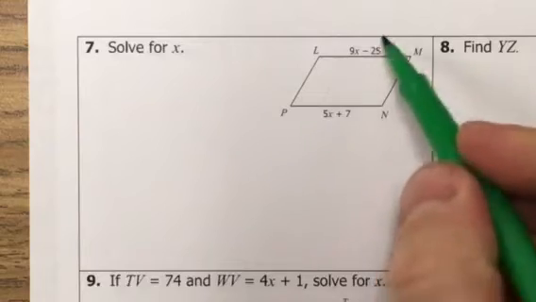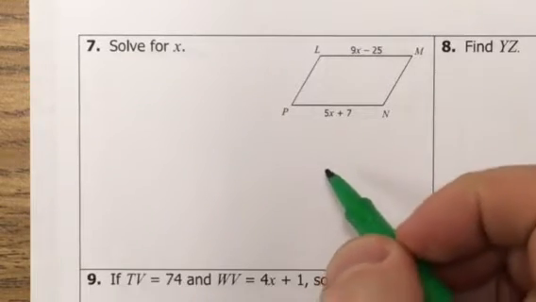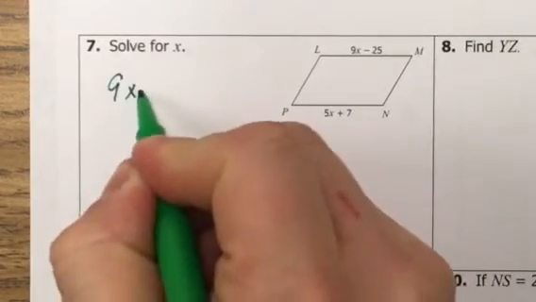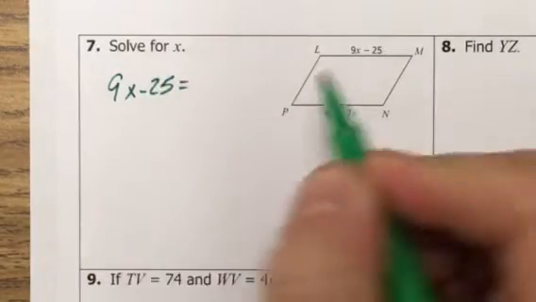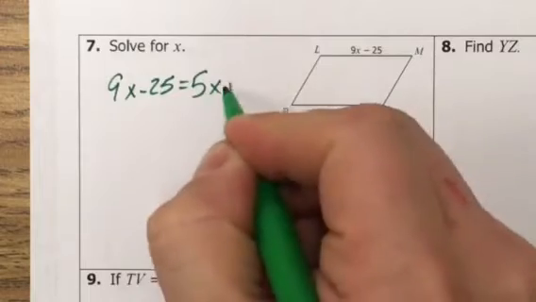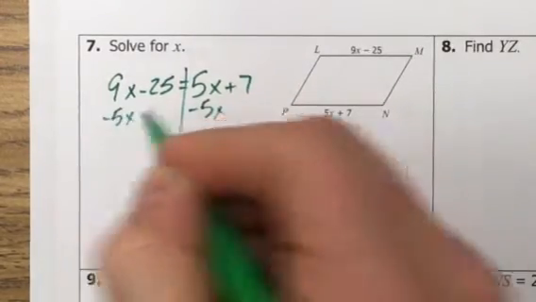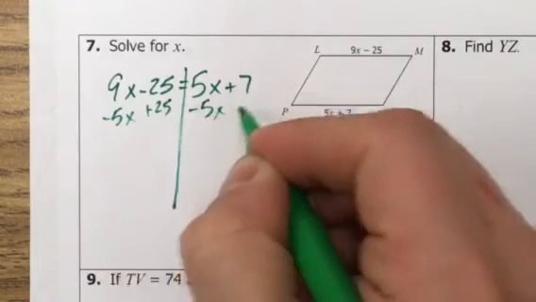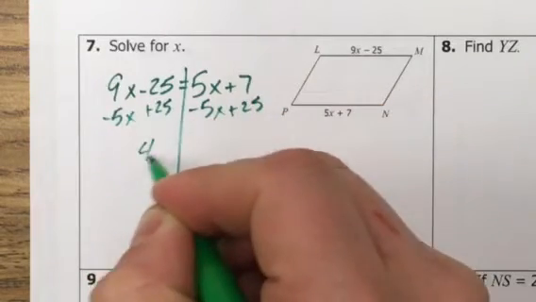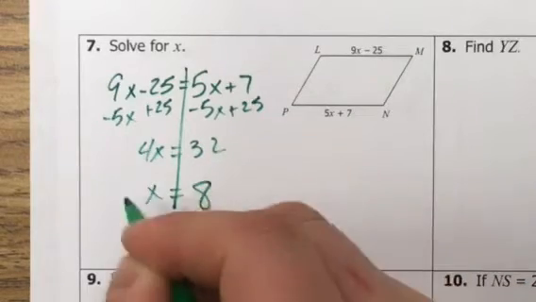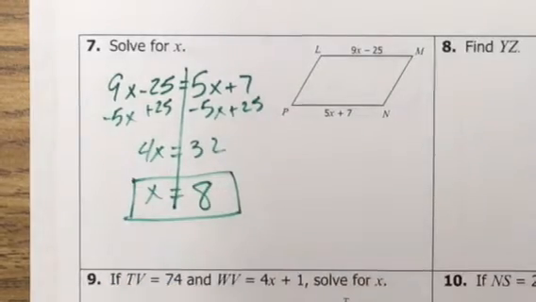We know that we have two sides marked. Those are opposite sides. Property number 1 tells us opposite sides are congruent. So I can say 9x minus 25 equals 5x plus 7. Got ourselves a little bit of algebra to do. Say that 4x equals 32, or x would be 8. In this case, that's what they asked for.